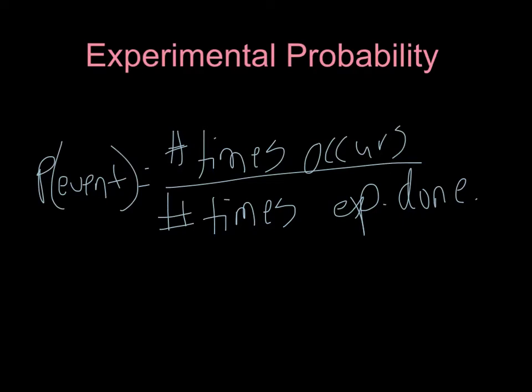The other thing we need to know in order to do this is that a simulation, a word you've heard in other contexts, is a model used to find experimental probability. Think about a flight simulator, something where you can practice. So a simulation is where you create that probability.